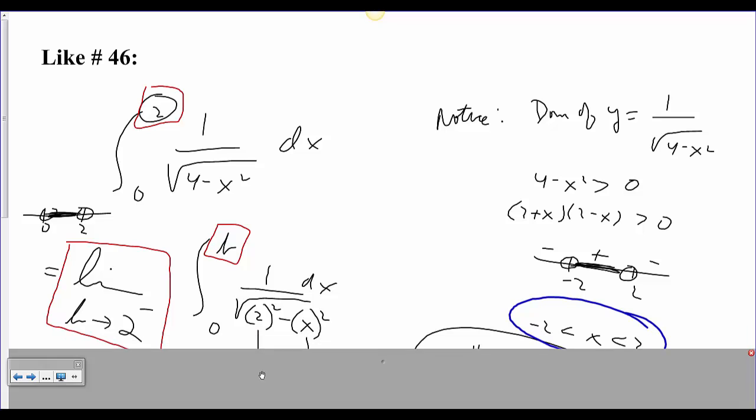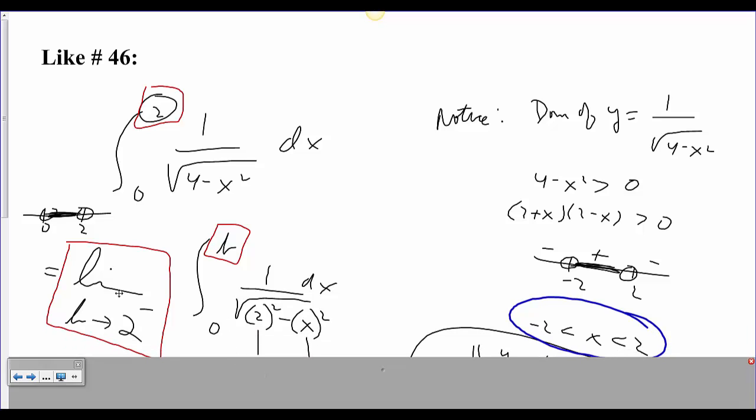So we have to replace the 2 by a variable. Let's call it b. The limit is as b approaches 2 from the left. Because the integral is 0 to 2, we are on the left side of 2. So that's why it's the limit as x approaches 2 from the left.